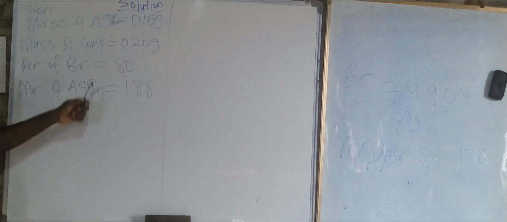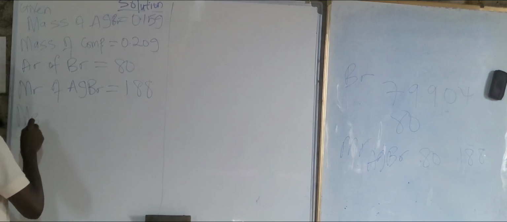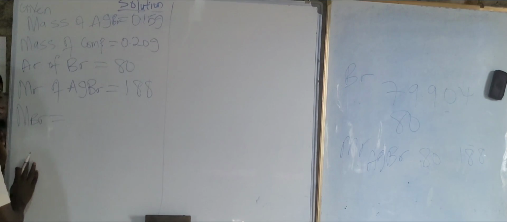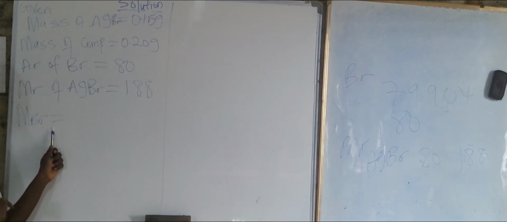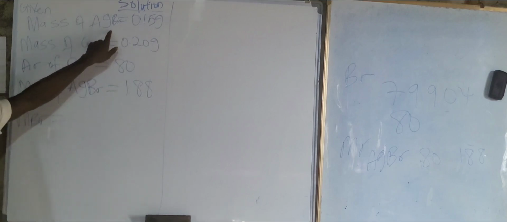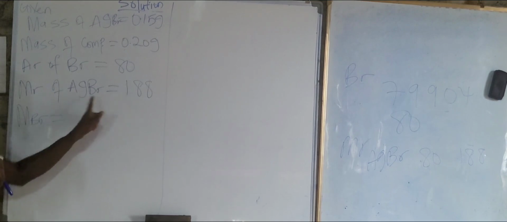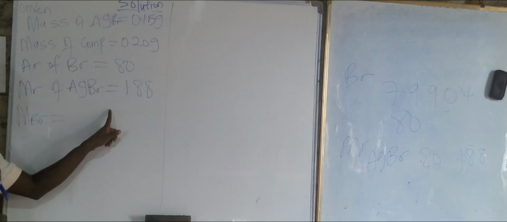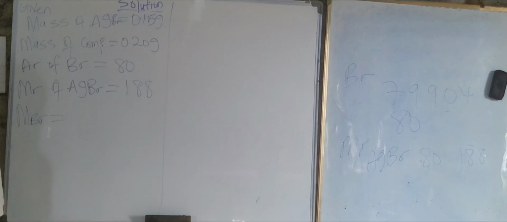Next, I need to find the mass of bromine. How can we find the mass of bromine? The mass of bromine is equal to the atomic mass of bromine, all upon the molecular mass of silver bromide, multiplied by the mass of the compound. Are we okay here now?